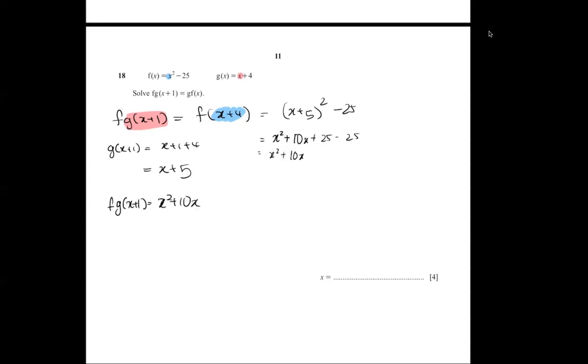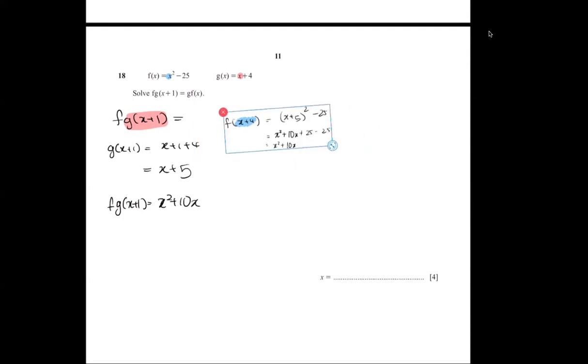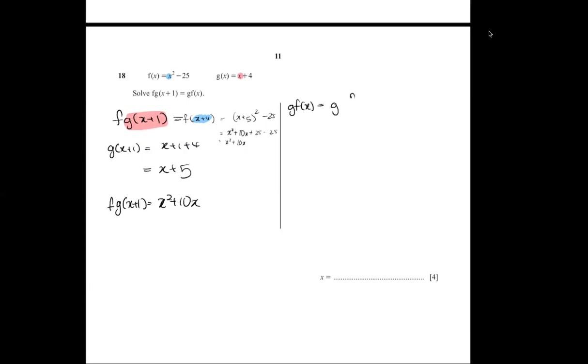Once we sorted that, now we just have to do g(f(x)), the other side. In case in your exam you cannot resize it like this, please make sure that you write it small enough so that you can actually separate the page into two. So draw a line and just do it. gf(x) is equal to g. Now we're going to do the f(x) part. So f(x) part is just x squared minus 25. There's nothing that we can do here.